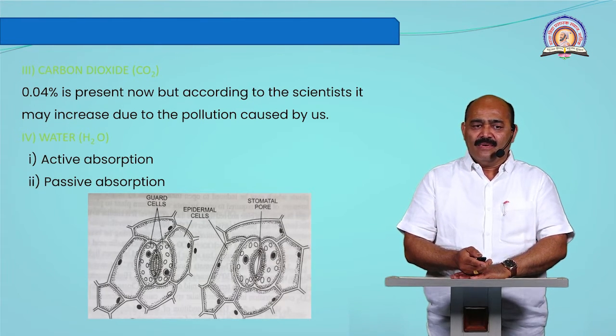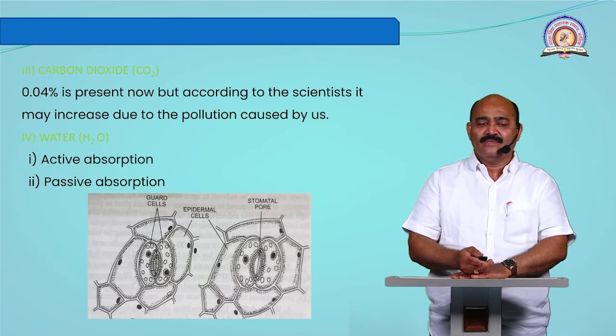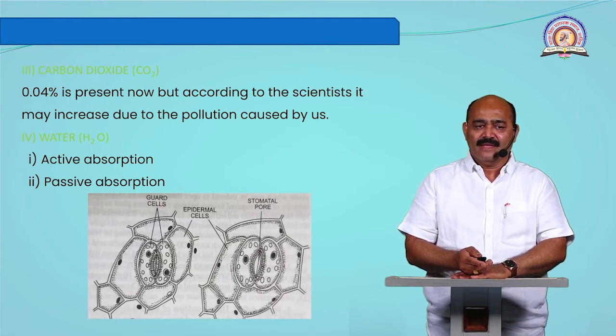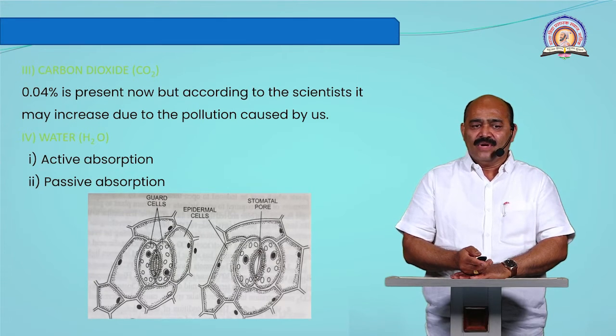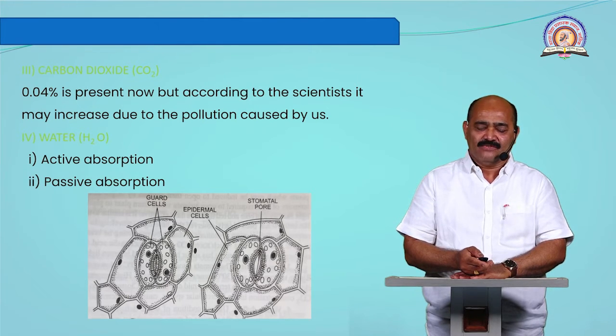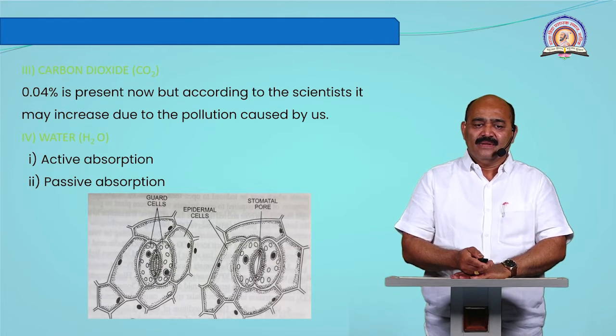Now, two types of absorption of water. The fourth factor is water. It is required for photosynthesis. There are two types of absorption of water from soil. One is active absorption, and the second one is passive absorption. Active absorption means roots are actively involved in the process of absorption of water.